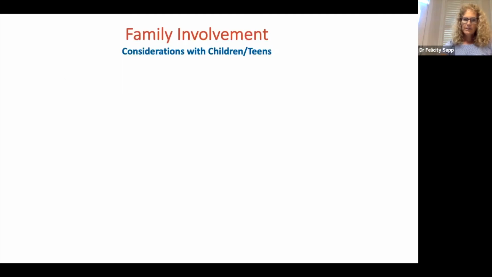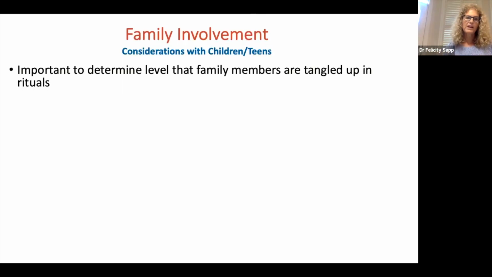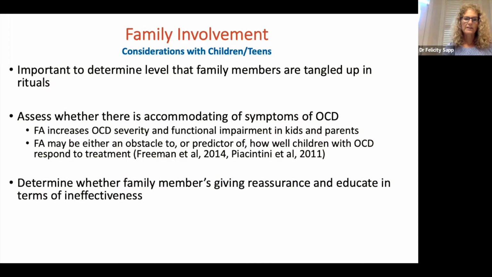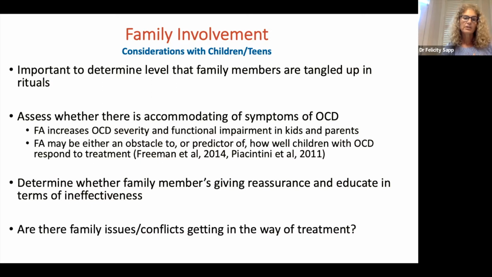So I want to talk a little bit about what we need to think about with family. I mean, OCD does not just affect the child, it affects the whole family. And so it's super important that we determine what level the family members are tangled up in these rituals. So we want to assess, are there any accommodating behaviors and symptoms that are happening with OCD? We know with research that accommodating behaviors will increase the severity of OCD and functional impairment.